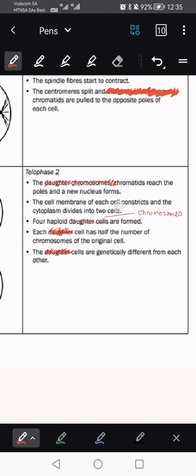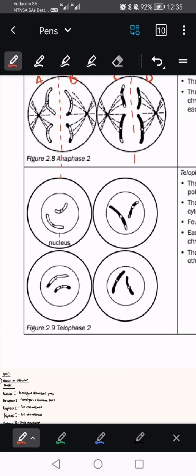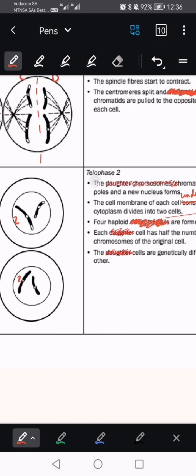The cell membrane of the cell undergoes cytokinesis, and the cytoplasm divides into 2 cells. 4 haploid cells are formed, not daughter cells. Each cell has half the number of chromosomes of the original cell. That is true, right? Remember we had 4, now we have 2, 2, 2, 2, right?